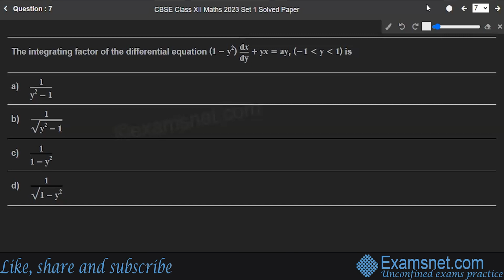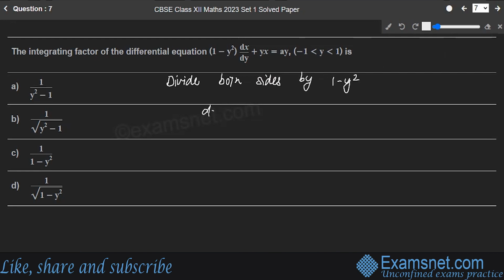Question number 7, the integrating factor of the differential equation 1 minus y square into dx upon dy plus yx is equal to ay, where y lies between -1 and 1, is. Okay, I'll start from this equation here itself. I'll divide both the sides by 1 minus y square.